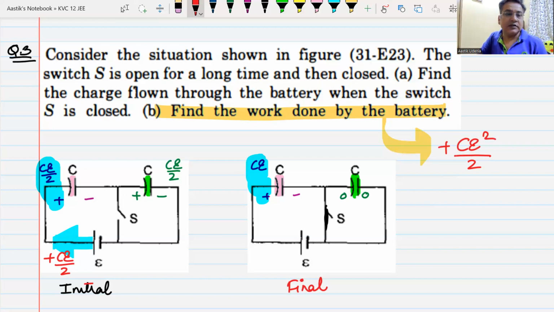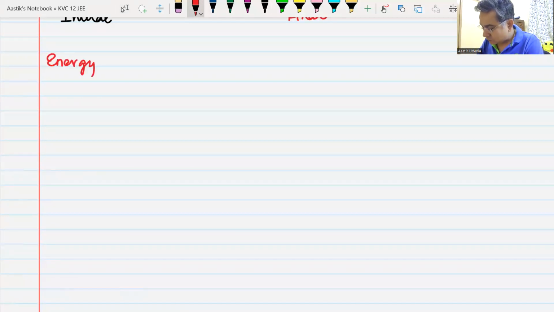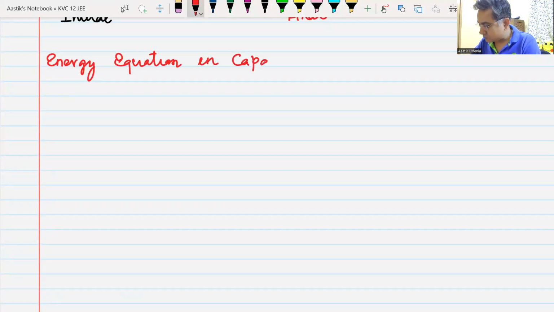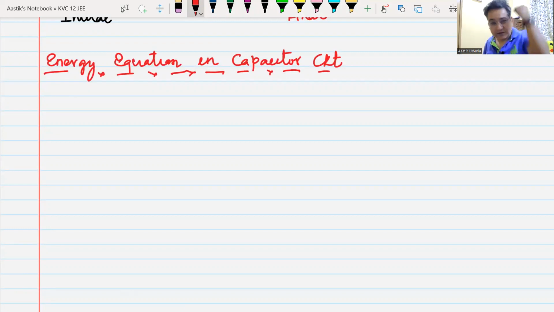Energy equation in capacitor circuits. So write the next heading: energy equation in capacitor circuits. Now this energy equation in capacitor circuits is going to give you the heat developed. How is it going to get you the heat developed? So remember this equation. Now, how is this equation written?